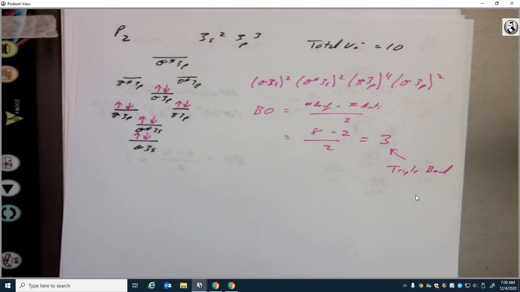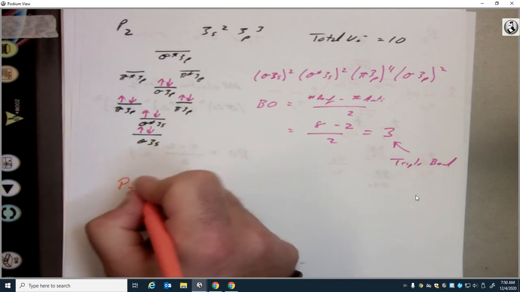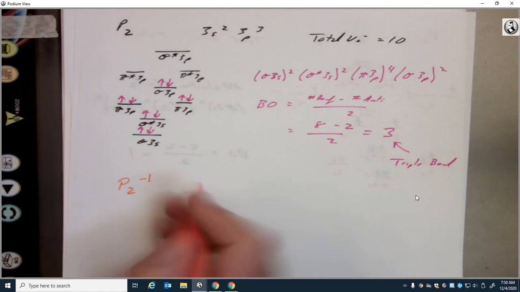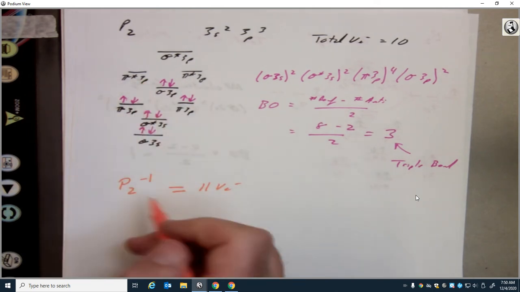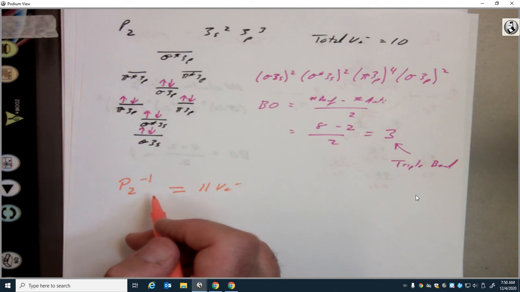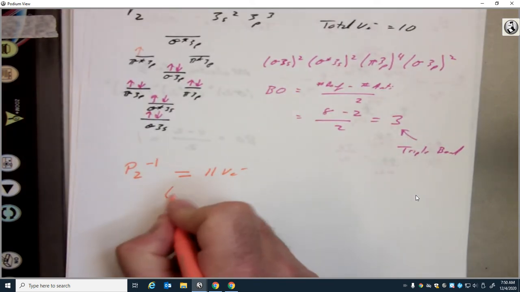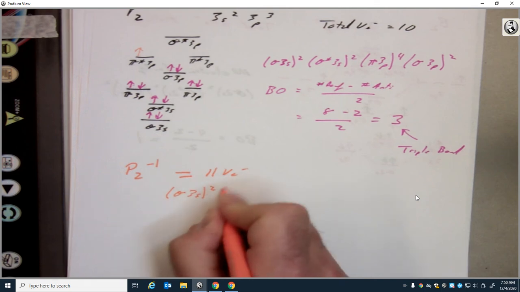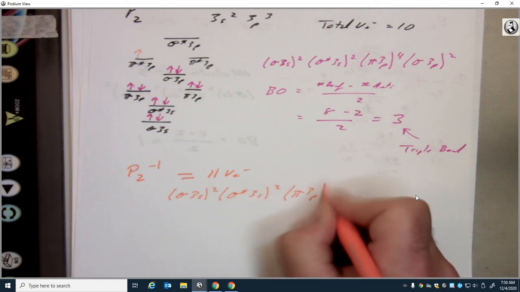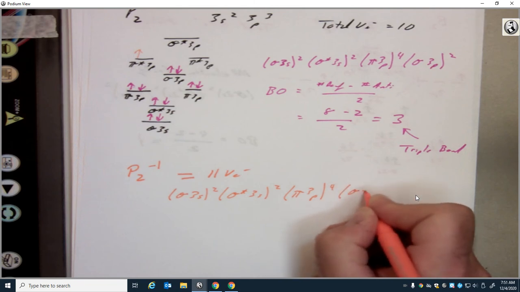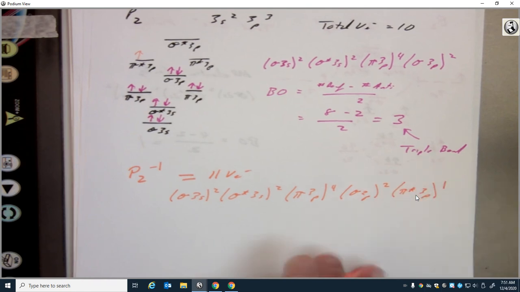Just for fun, I'm going to change colors. What would happen to this if I did this to you? P2 with a -1 charge. So now, instead of 10 valence electrons, we have 11 valence electrons. What would that do to this guy up here? Well, it gives us an extra electron. So where would it go? It would go right here. And now my electron configuration would be sigma 3s2, anti-sigma 3s2, pi 3p4, sigma 3p2, anti-pi 3p1.